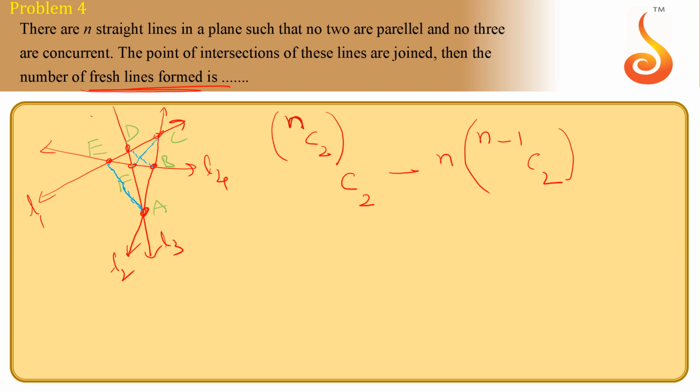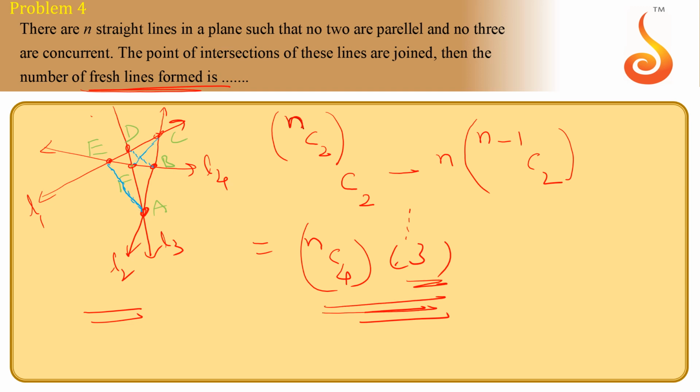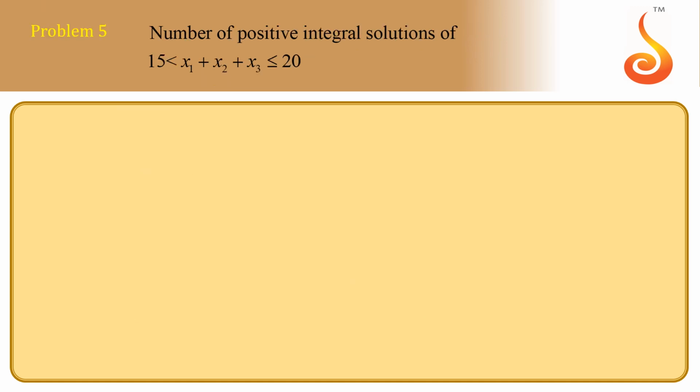Means there are n lines, no? This n-1C2 will represent old lines by each of the lines. So the total number of old lines will be n times n-1C2. If you simplify this, nC2 value, again C2, like that you simplify, you will get nC4 into 3. So if you observe carefully from this example, for every 4 lines you select, there will be 3 fresh lines. So the total number of fresh lines will be nC4 into 3. Next problem.